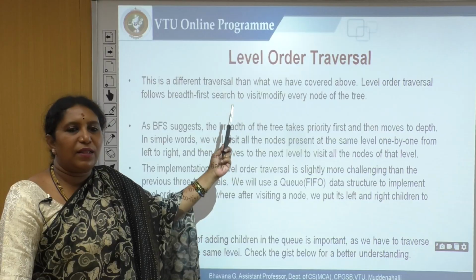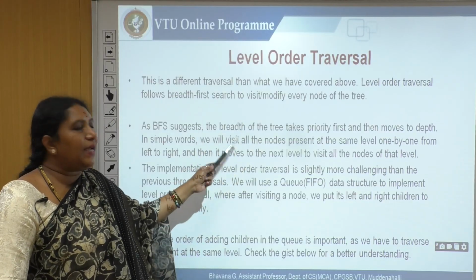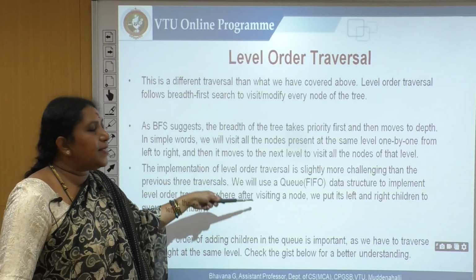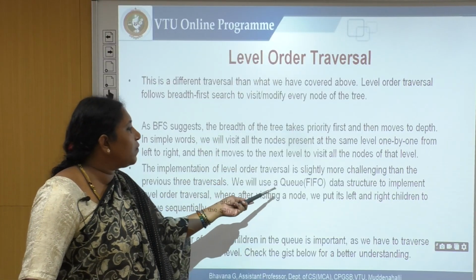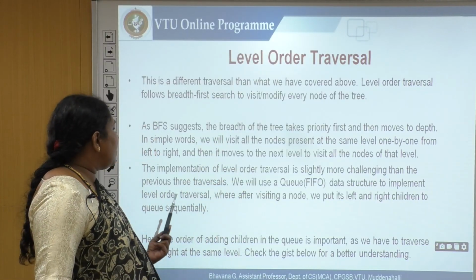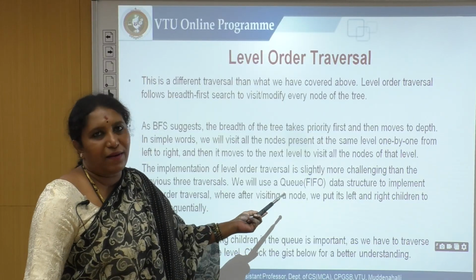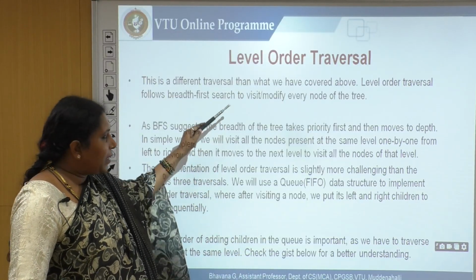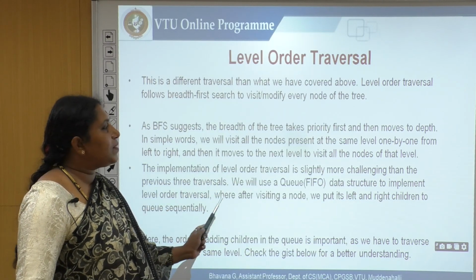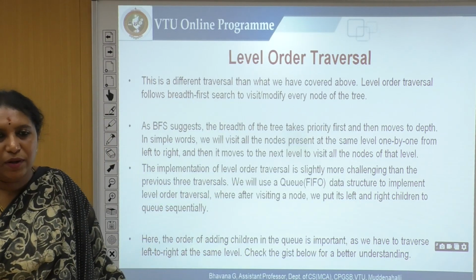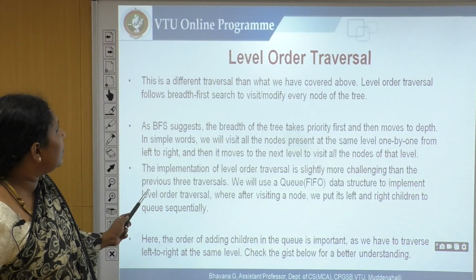If you are visiting the first level, you are going to traverse all the elements in the first level. If you are visiting the second level, you are going to traverse all the elements in the second level. So you are using FIFO, that is a queue, to traverse. So that is why it is level order traversal. You are going to traverse the complete tree level by level, visiting all the elements in that particular level. That is a level order traversal.